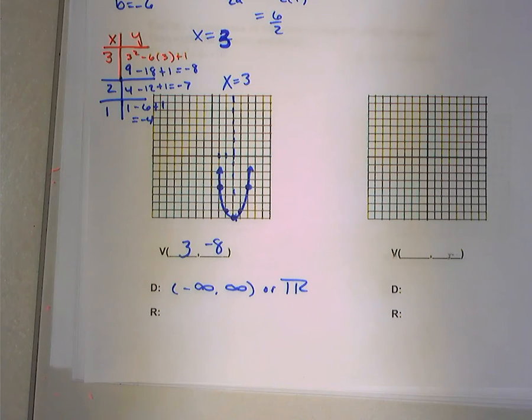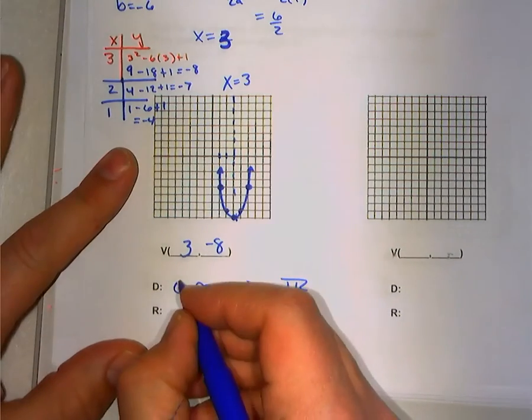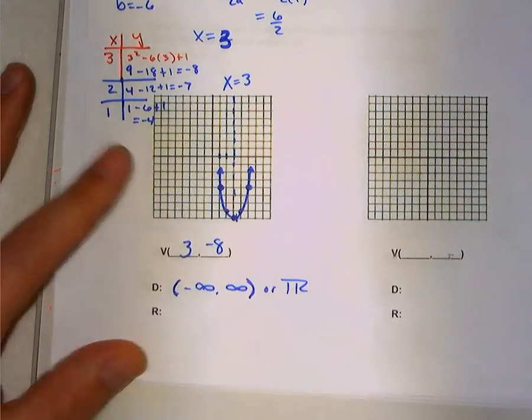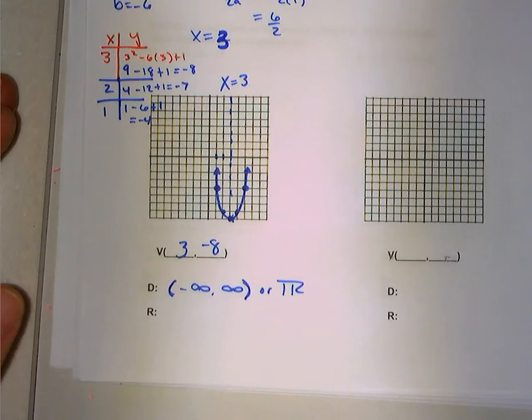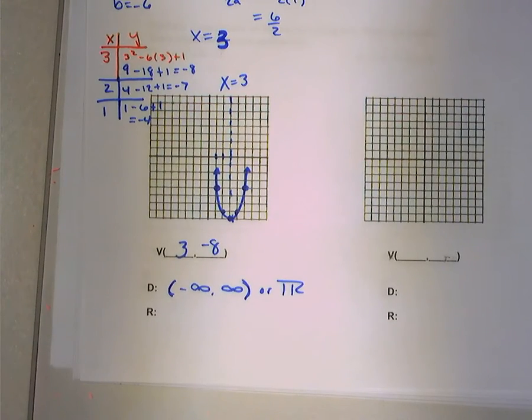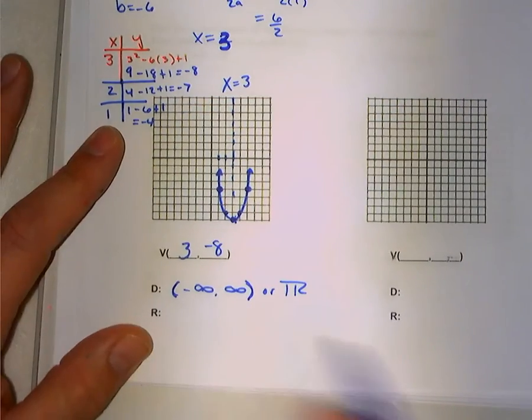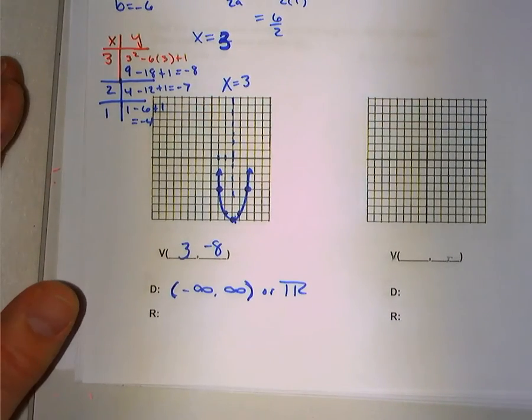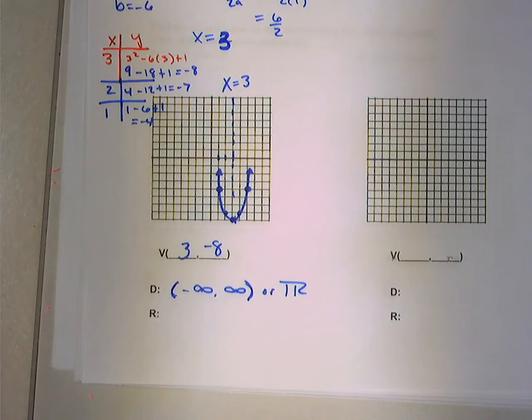Okay. Infinities always get parentheses. Always, always, always. Okay. So always parentheses there. Or you can do the fancy R, which means all real numbers. Does that answer your question?